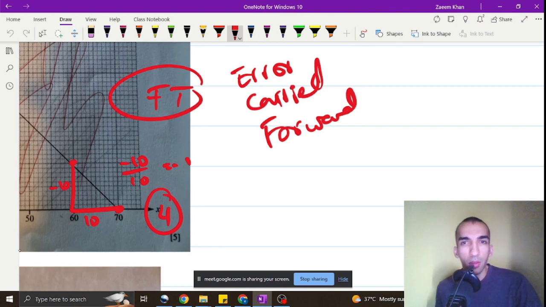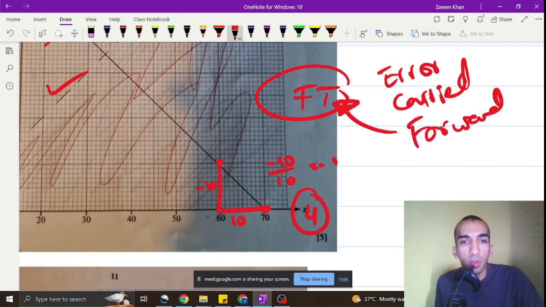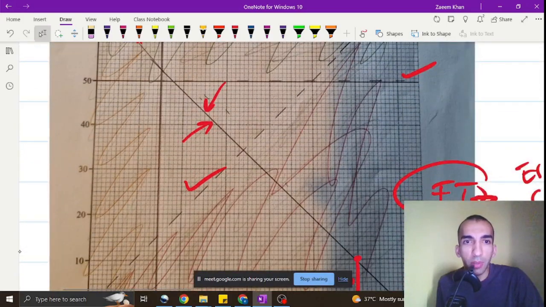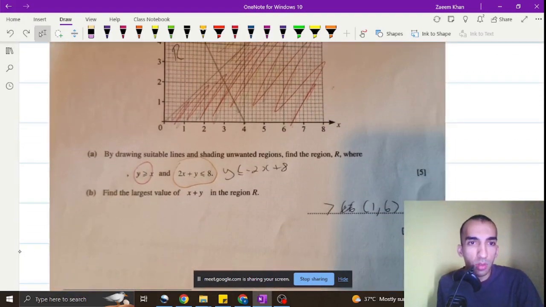When you make a mistake in one of the previous parts and due to that your answer in subsequent parts comes out to be wrong, that's called error carried forward, and the Cambridge examiner mentions this as follow through, FT, and they give you a mark for that. We're taking it back up to a 4, and the only mark that I'm deducting is for this line because you haven't shaded the region for this line. Apart from that, it's spot on.